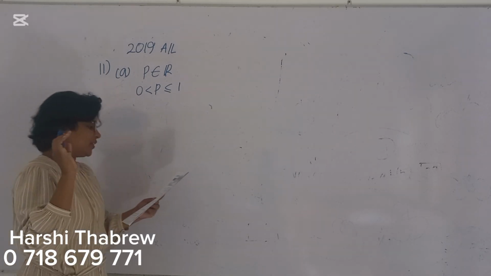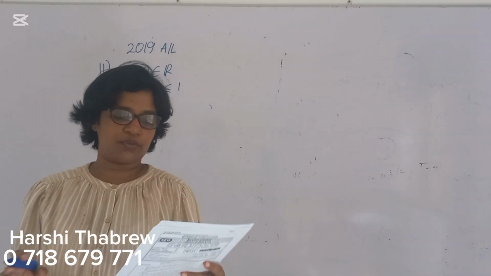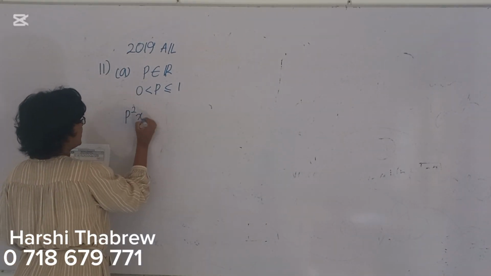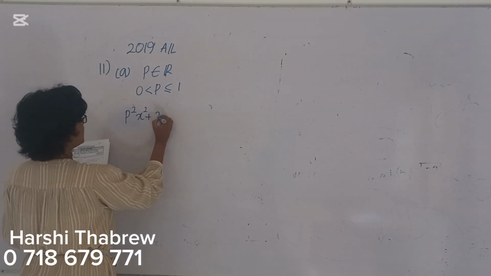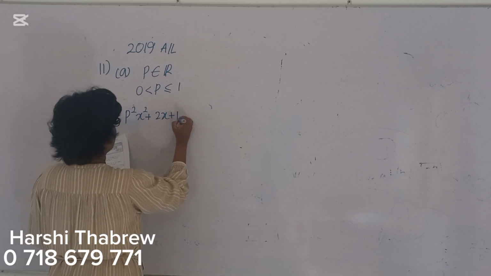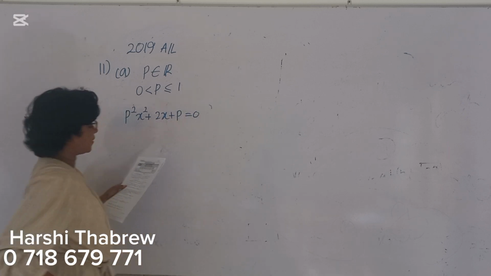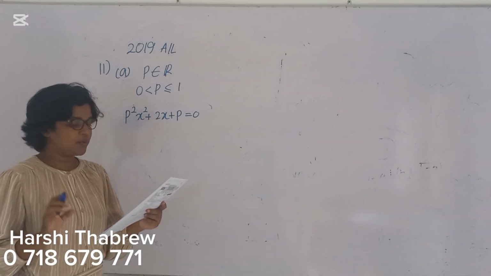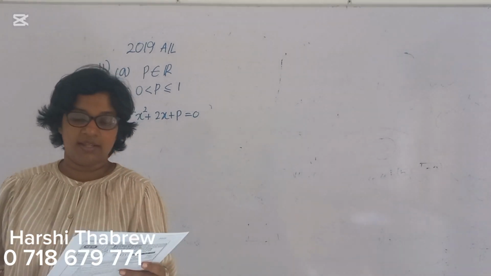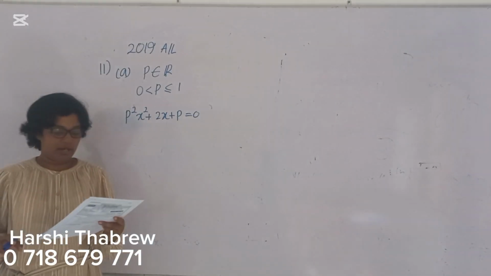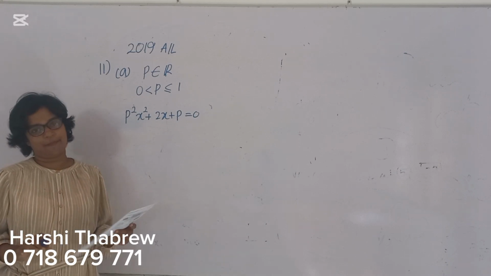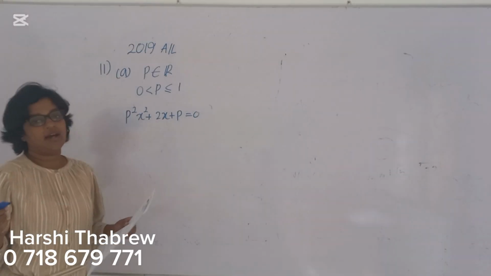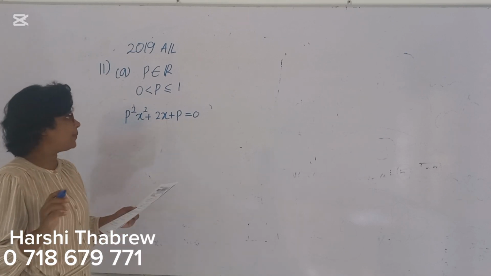Show that 1 is not a root of the quadratic equation. What is the quadratic equation? p squared x squared plus 2x plus p equals 0. This is the quadratic equation given. If 1 is not a root of the quadratic equation, this equation should not be satisfied by 1. That means if I substitute x equals 1, it should not be equal to 0.